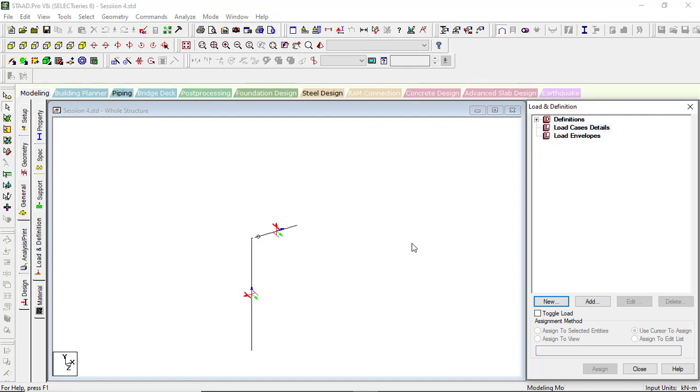So that's it for today's session. We have seen what is the difference between local axis and global axis and what is the significance of that.